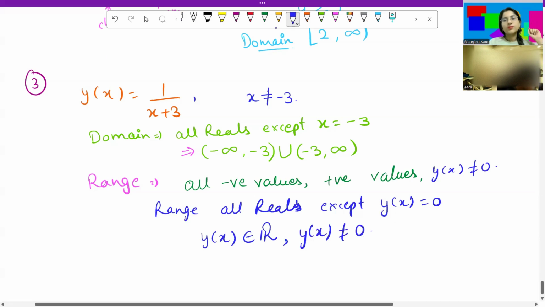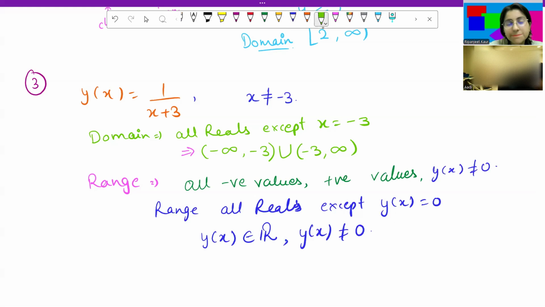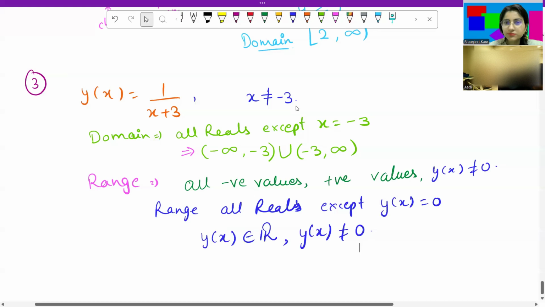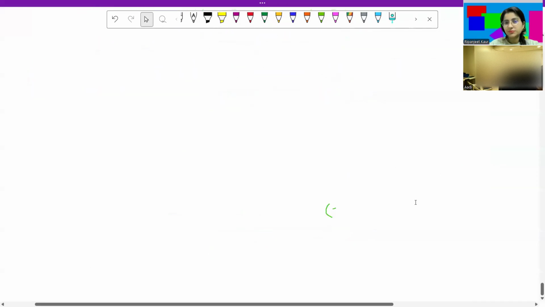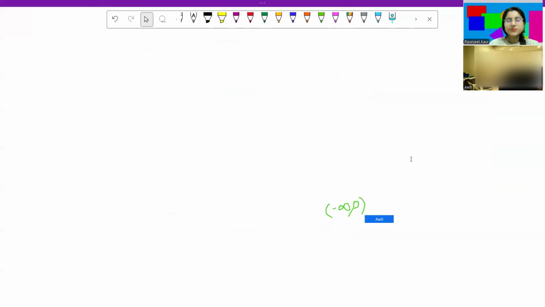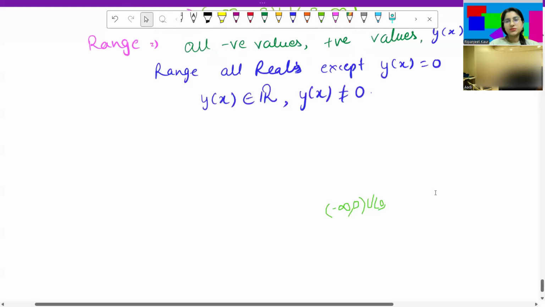Wait, so wouldn't it be like the top one in parentheses, negative infinity comma 0, with a union and 0 comma infinity? Negative infinity comma 0, union, 0 comma infinity. Yes, you're correct. That is correct.